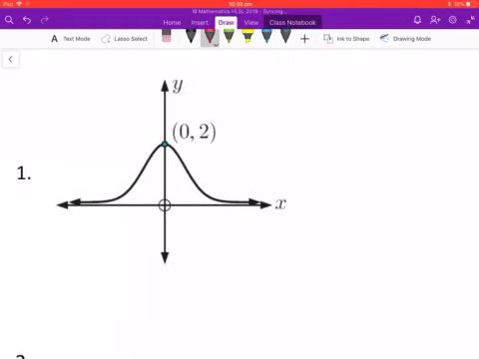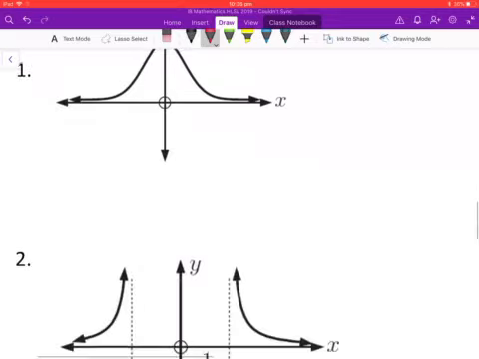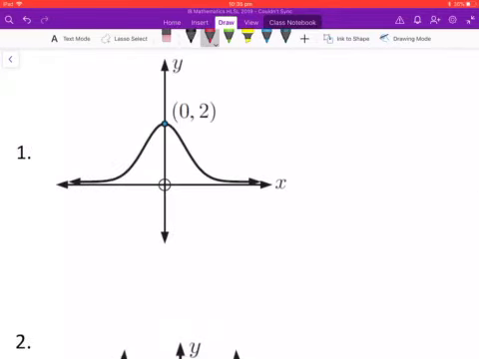Okay, so we have this point (0, 2), which goes through. So the maximum of the y is going to be 2. And it gets close to 0, but it never touches. The arrows indicate that x keeps going on forever. To be quite honest, I'm not sure if that blue dot is inclusive or exclusive. I'm just going to take that as being exclusive.